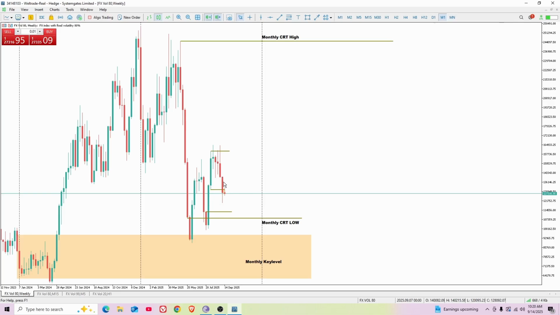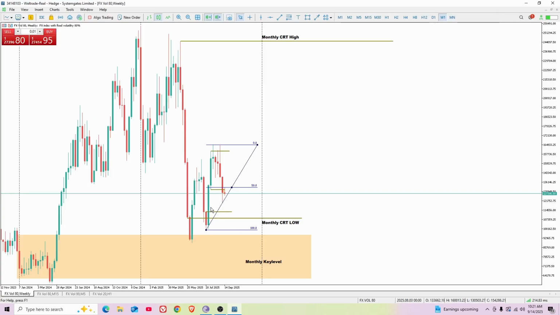We finally did that last week, coming below the 50% of the dealing range, as you can see. So the market came below 50% of the dealing range. Then within this dealing range, we have a fair value gap starting from the CRT low to that order block. So from this, we have these two PDRAs.